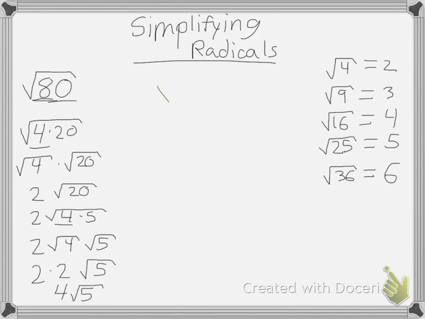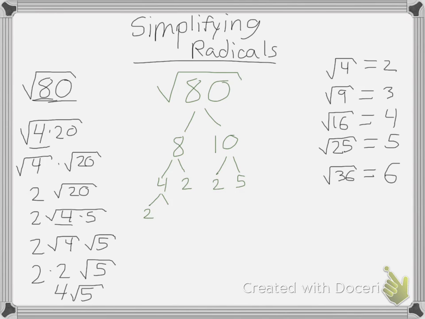So let's write this. We have square root of 80. Let's break it up into its factors. So we have 8 times 10. You can pick any numbers, 2 and 40, whatever. This will work no matter what you do. So let's break up 8 into 4 and 2. And we'll break up 10 into 2 and 5. And we're going to break up 4 into 2 and 2. So now I have my factor tree completely factored out.